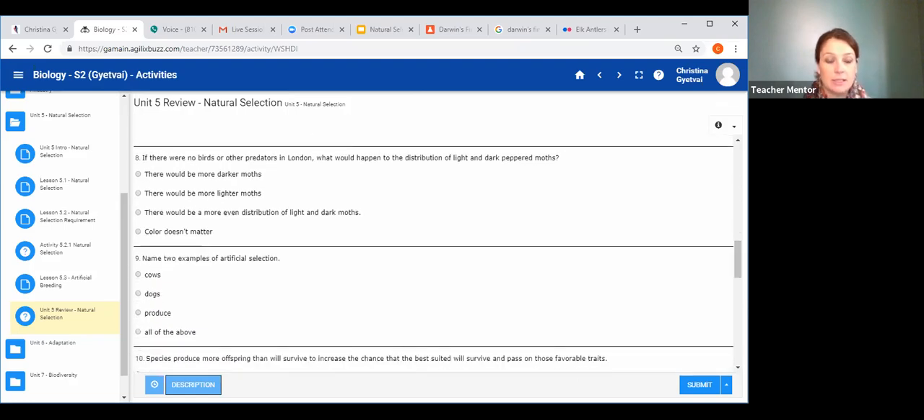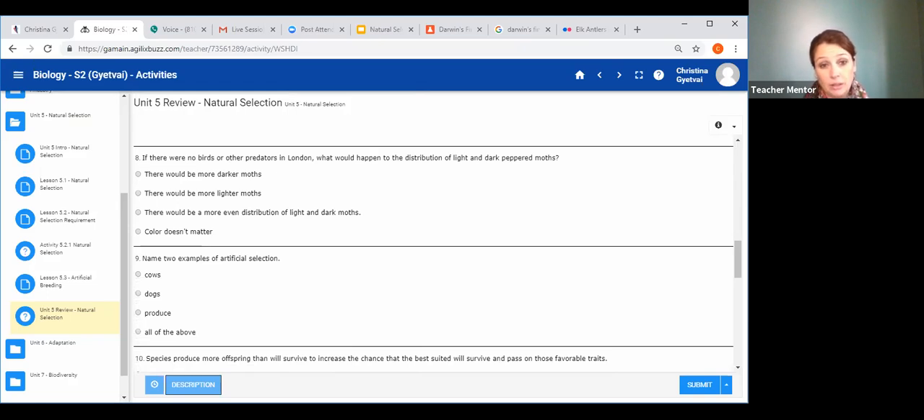All right, number 8. If there were no birds or other predators in London, what would happen to the distribution of light and dark peppered moths? There would be more darker moths, there would be more lighter moths, there would be more of an even distribution of light and dark moths, or color doesn't matter.